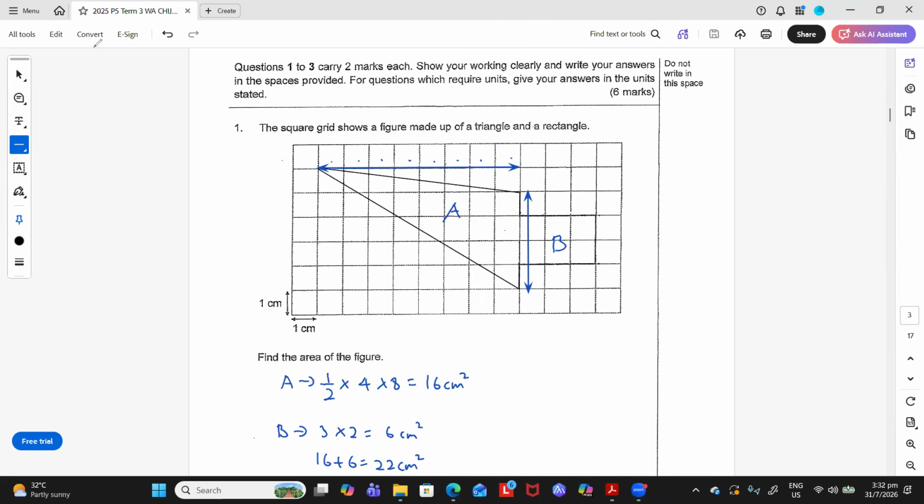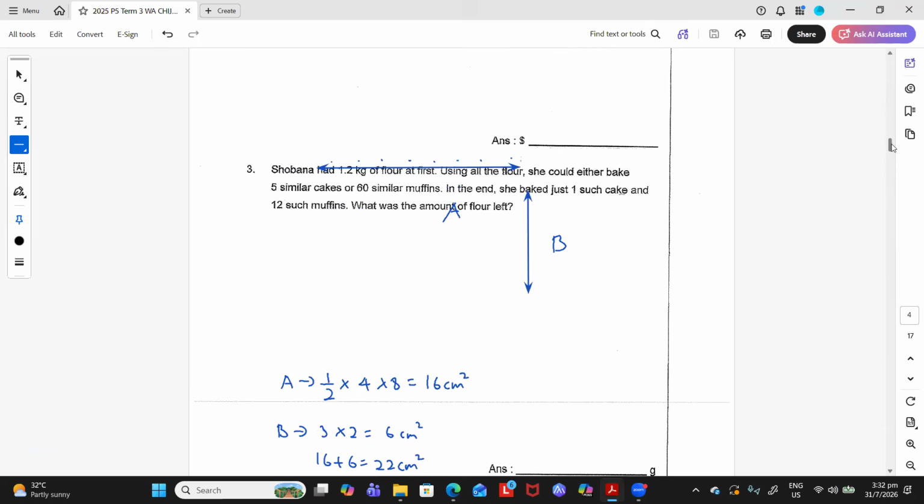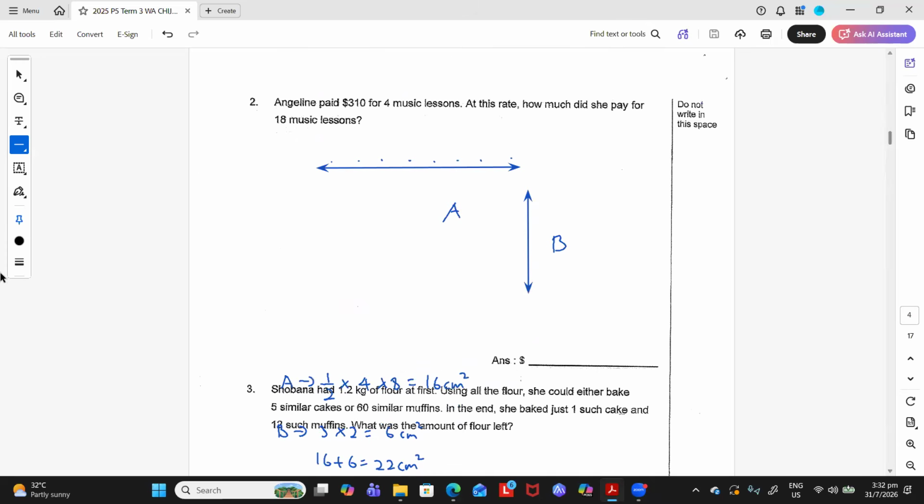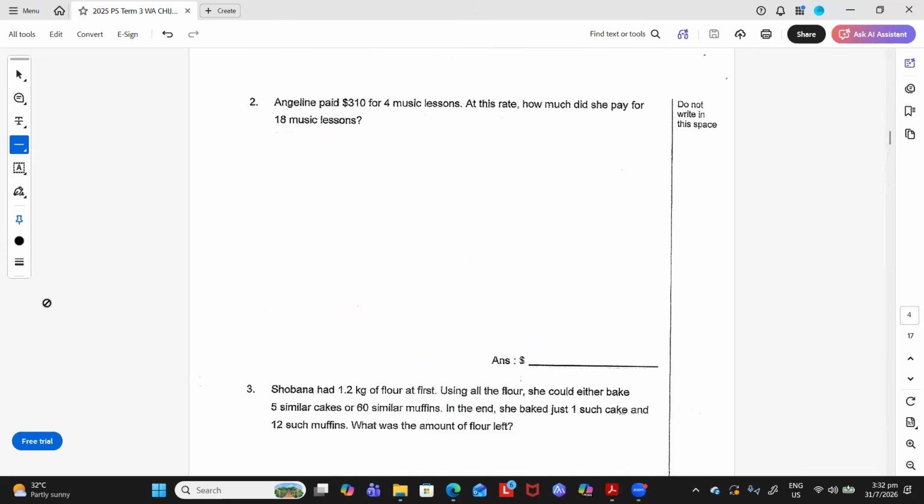Okay, let's move on to question 2. Angeline paid $310 for 4 music lessons. At this rate, how much did she pay for 18 music lessons? So write down 4 lessons will be $310. So go and find one lesson.